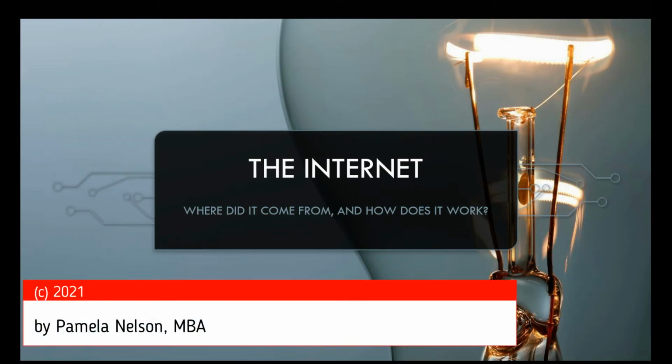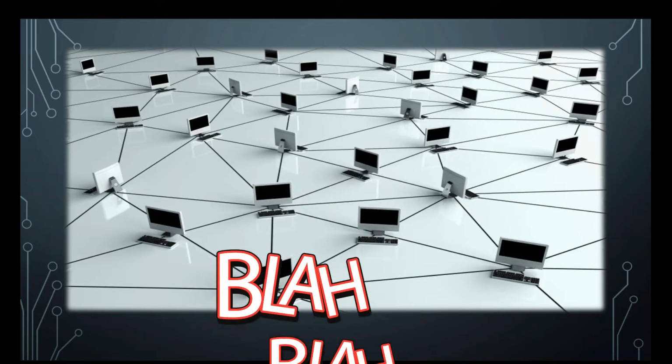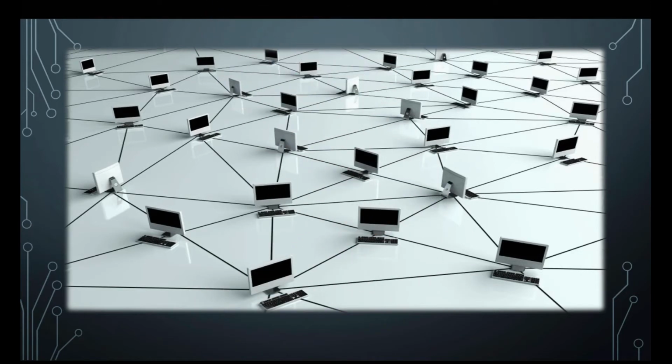The Internet, where did it come from, and how does it work? The Internet is the world's largest wide area network. It is a fault-tolerant and scalable network made up of hundreds of thousands of individual computers, servers, local and wide area networks, both public and private.